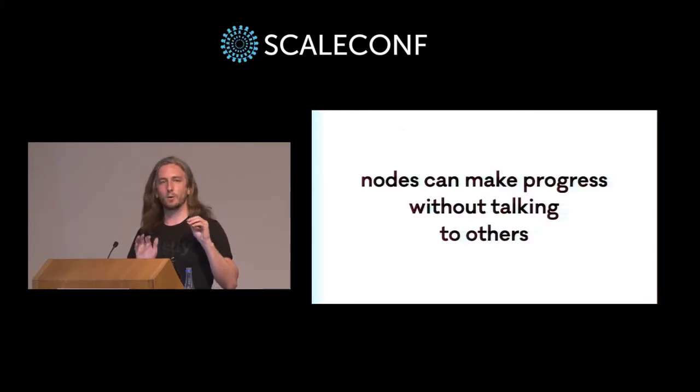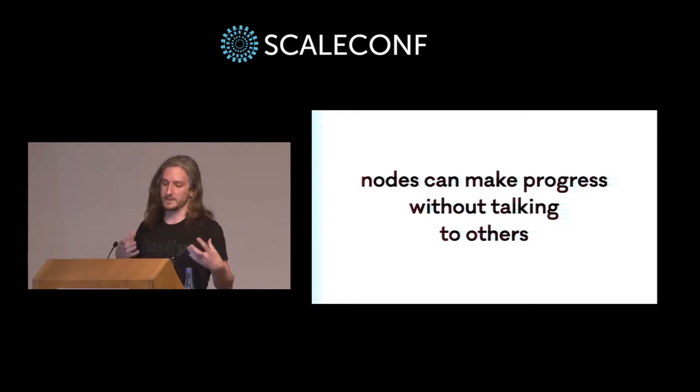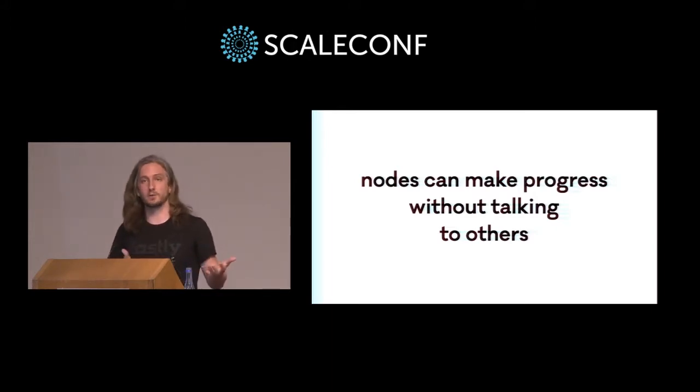Nodes in a coordination-free system need to be able to make progress without talking to other nodes. That last example is the complete opposite of that, where in order to write a single value, you have to communicate with multiple of them. Coordination-free, you need to be able to make forward progress without actually talking to anyone. So it should be easy to see why this is necessary for edge compute applications.